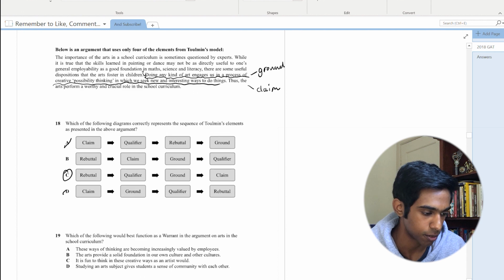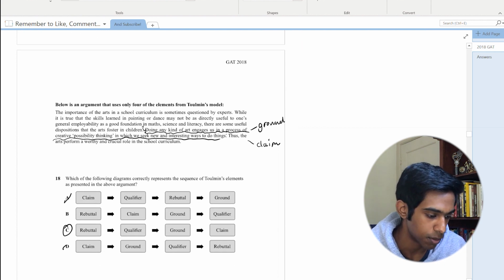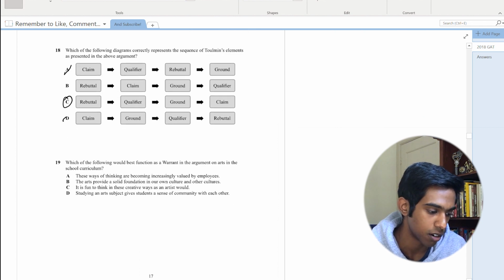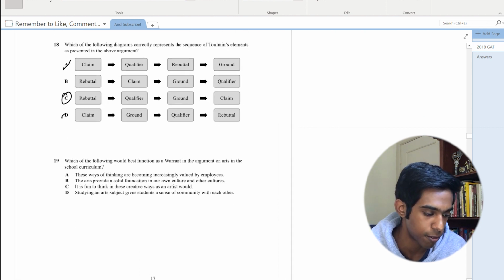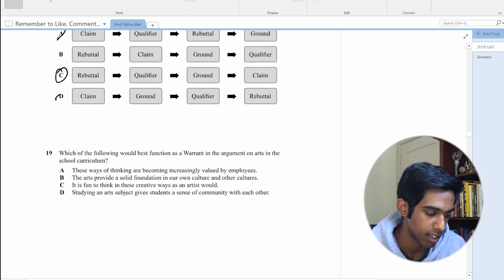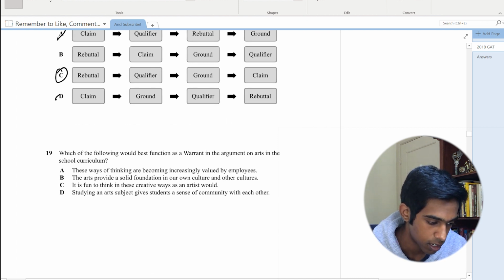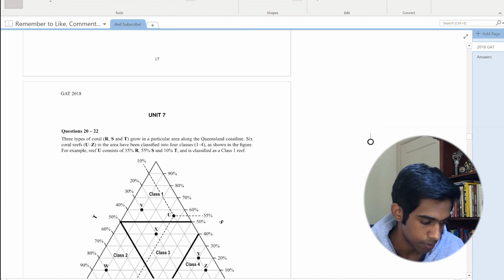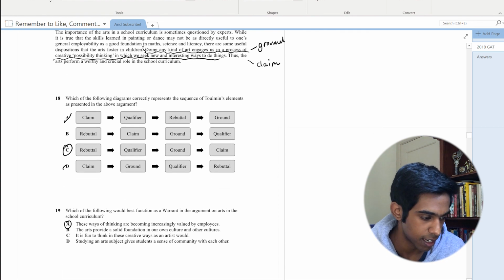So in this stimulus, the ground we said was that arts produce possibility thinking, and then the claim was that the arts are a worthy and crucial role in the school curriculum. Therefore, we need to bring a link between those two things, and then we'd probably say that these ways of thinking are becoming increasingly valued by employees. Yes, that's true. I think it would be A just straight away from reading that. So that's the end of that unit.